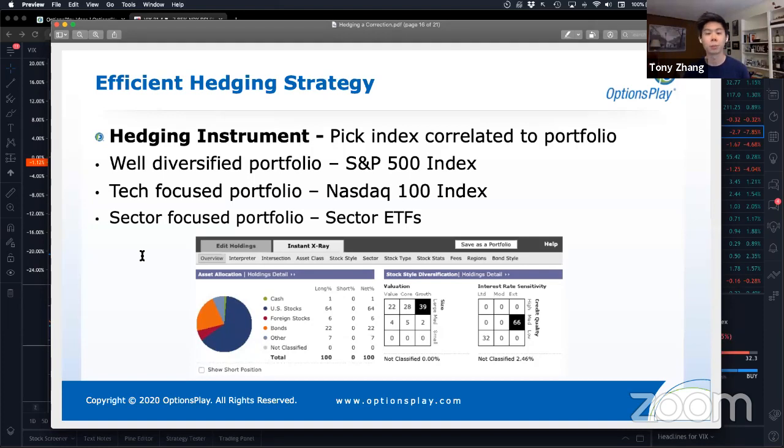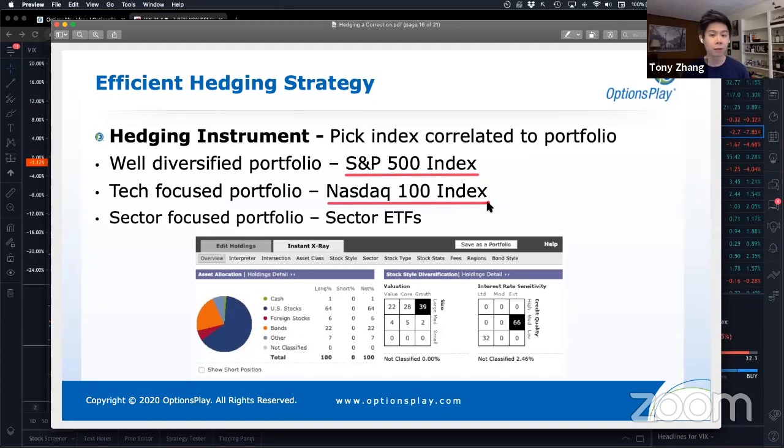First of all, we have to pick a hedging instrument. For most users that have a well-diversified portfolio, you want to pick something that's highly correlated to your portfolio. So if you have a well-diversified portfolio, you would likely use something like SPY or an S&P 500 index, or something that's very highly correlated to the S&P 500 index. Some of you might have more of a tech-focused portfolio, which many of you do. You tend to find that your portfolio consists of mostly the big tech names. Then you want to focus more on perhaps a tech-focused index, such as the NASDAQ 100.